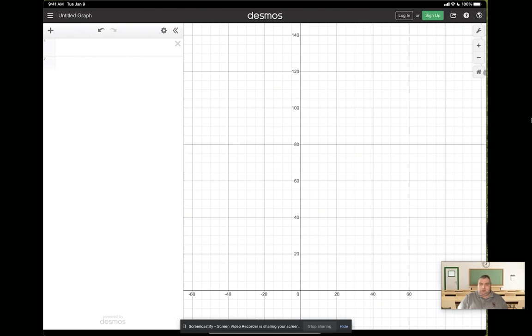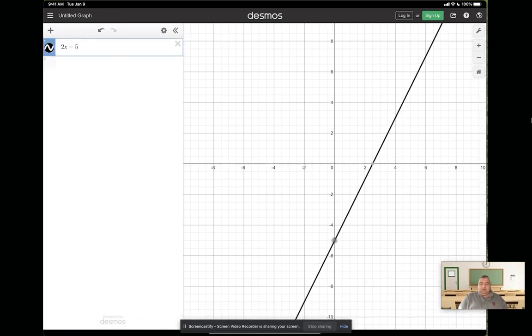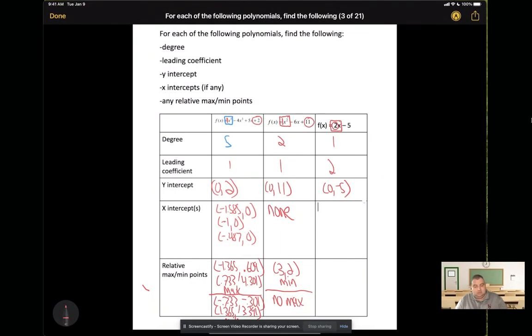So it was 2x minus 5. And you can see, first of all, the y-intercept does end up being at 0, negative 5. I see an x-intercept up here at 2.5, comma 0. So there's one x-intercept at 2.5, comma 0.